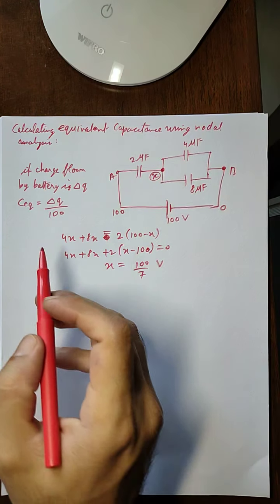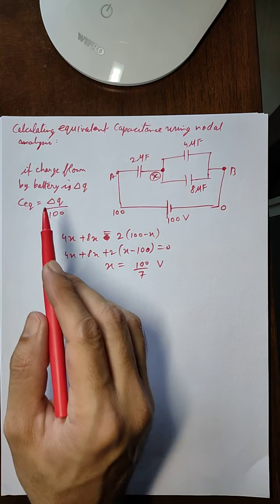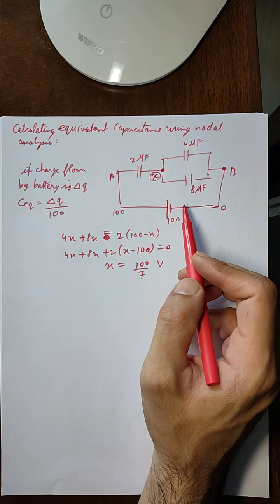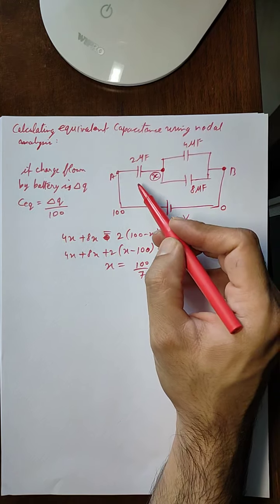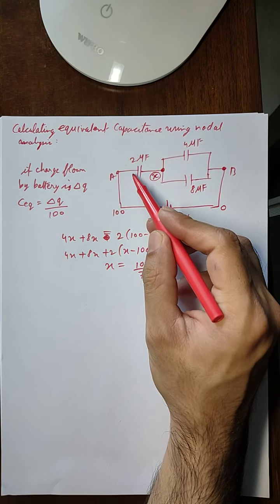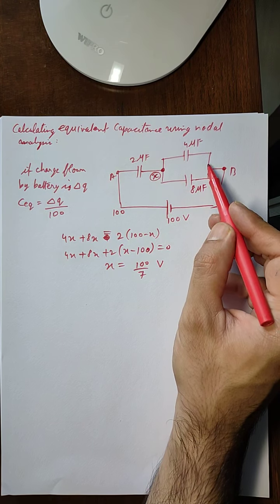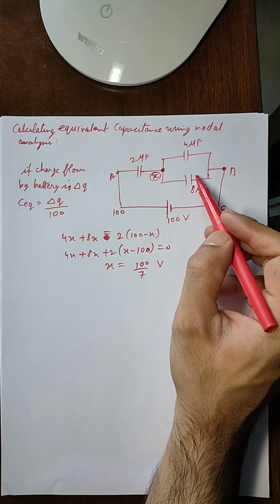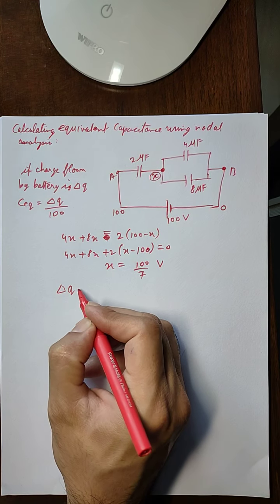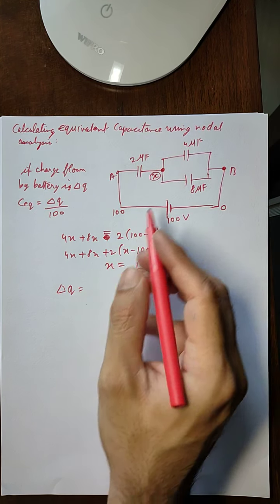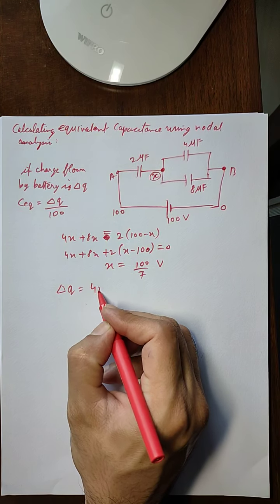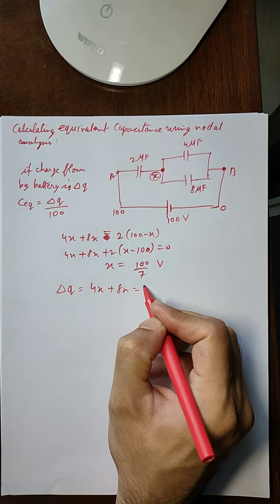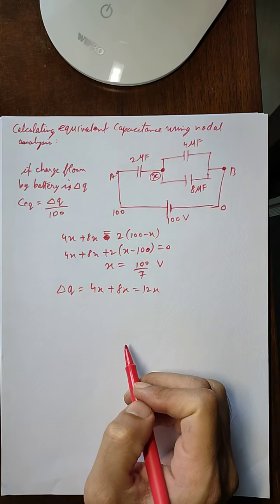Now since delta Q is the charge flown by the battery, delta Q will be the sum of charges on the 4 and 8 microfarad capacitors. Whatever charge the battery has flown from here to here will be distributed between these 2 plates. So the charge on these 2 plates will be equal to delta Q. That means delta Q will be equal to the charge on the 4 microfarad capacitor, that is 4X, plus the charge on the 8 microfarad capacitor, that is 8X. So delta Q will be equal to 12X.